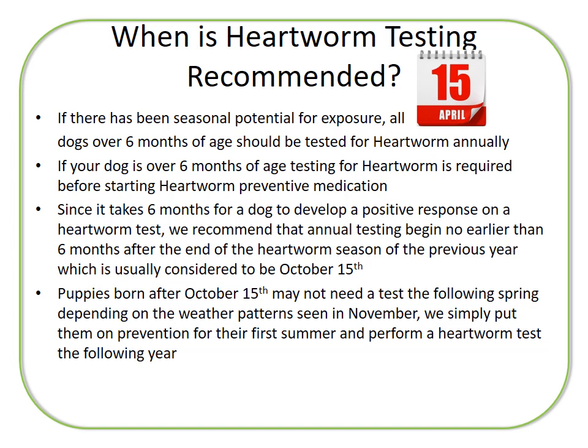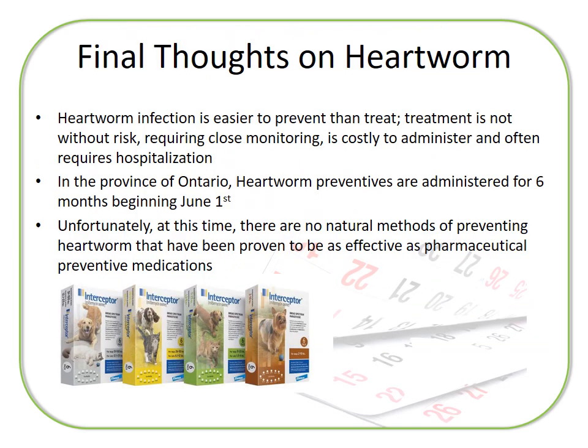Puppies born after October 15th may not need a test the following spring, depending on weather patterns seen in late October and November. We simply put them on heartworm prevention for their first summer and perform a heartworm test the following year. A couple of final thoughts to consider as you decide whether to put your dog on heartworm prevention medication or what prevention medication to use.